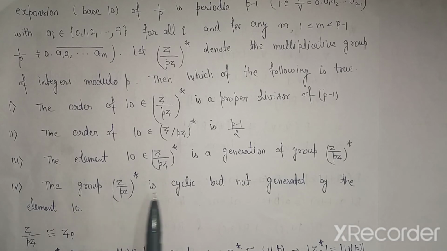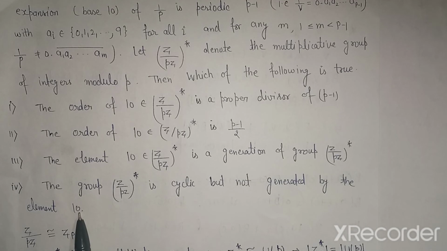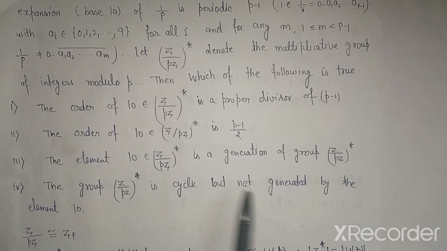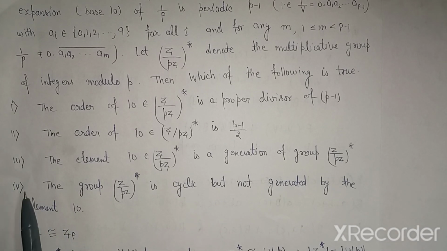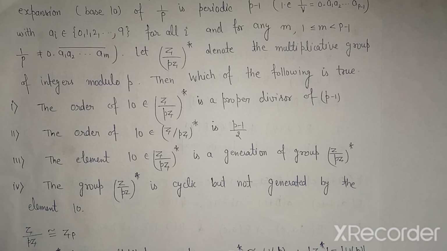Now we go to the fourth option. The group Zp star is cyclic but not generated by the element 10. If the fourth is true, that this group is not generated by 10, we know that the order of every element divides the order of the group. So the order of 10 is a proper divisor of p minus 1, because it is not a generator. Then the first is true, so the fourth is again an incorrect option, because this is a question from Part B. We discard the first, second and fourth. This implies the third option is the correct option.